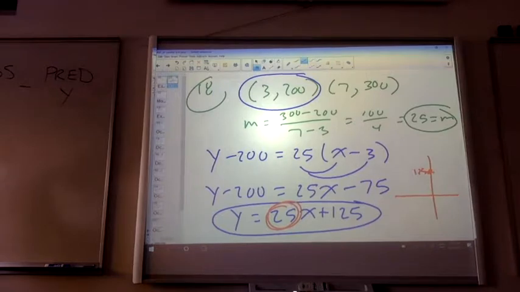And then how much money will you have after 1 year? Well, you're going to plug a 12 in right there because 1 year is 12 months. So 25 times 12 is, I don't know. You guys have the calculator? It's 425. 425 plus 125?